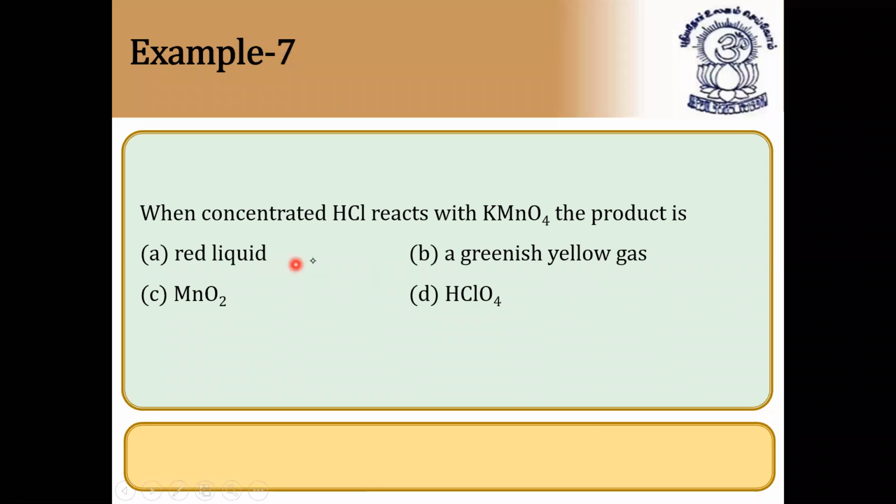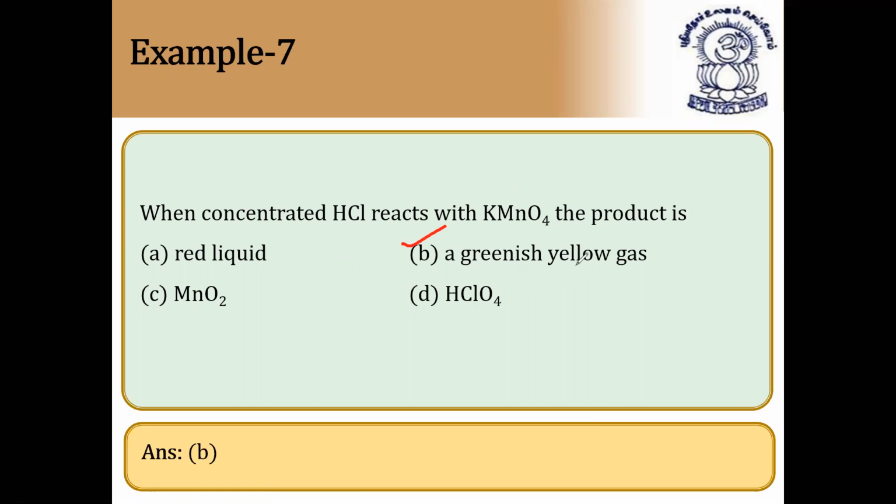Next, question number 7. When concentrated HCl reacts with KMnO4, a greenish yellow color gas is formed. So that is the answer. I hope it is clear. We have seen this in the preparation and properties of the gas. It is prepared from concentrated HCl along with potassium permanganate. The reaction we already saw in lecture 2, so you can note down that reaction.